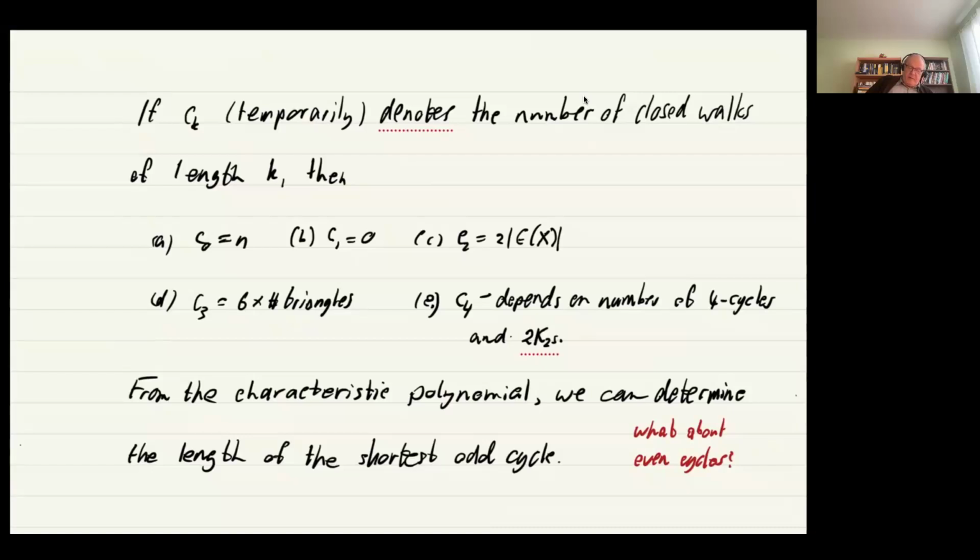I've got a comment here, which I suppose I could make an exercise, but I don't need to. From the characteristic polynomial, you can determine the length of the shortest odd cycle. You clearly cannot determine the length of the shortest even cycle, because of the example I gave you just a second ago.